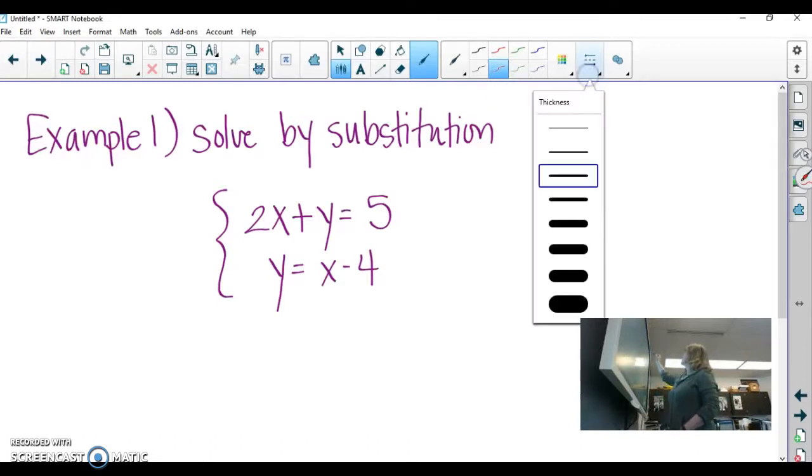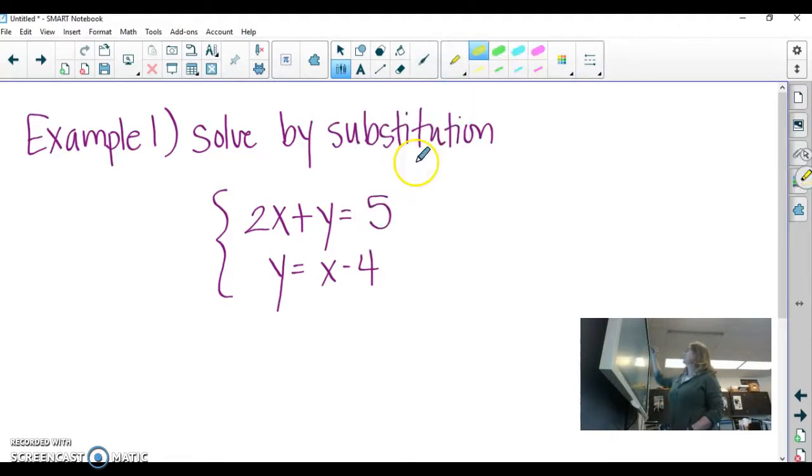Okay, so we're going to solve this system by substitution. You have 2x plus y equals 5 in the first equation, and y in the second equation is equal to x minus 4. You can't solve either one of these equations for x or y with one equation because we have two unknowns and only one equation. But when there's a system, there's a relationship here that we can find, and we can solve for x and y: the one xy ordered pair where the two lines would intersect.